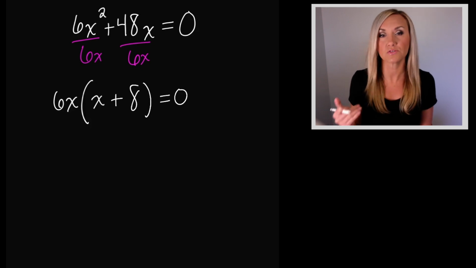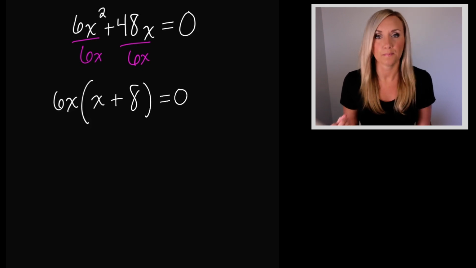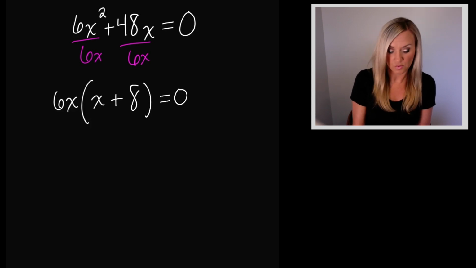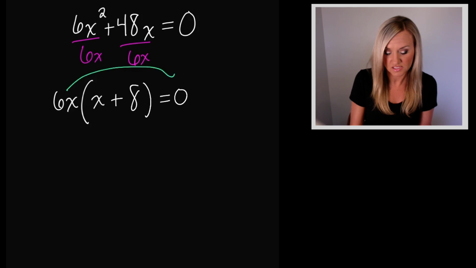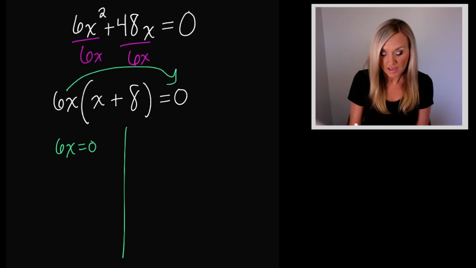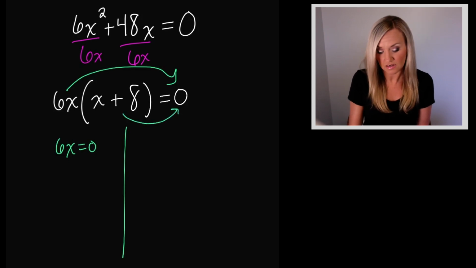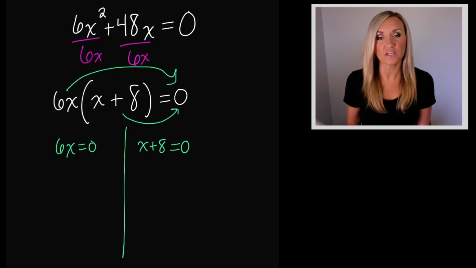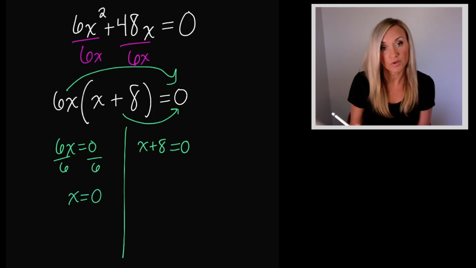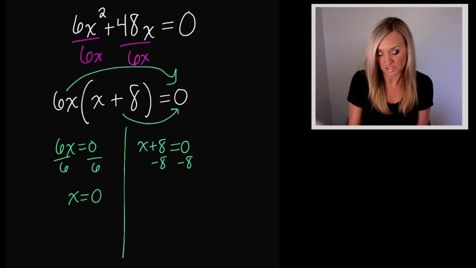Remember, our goal is to solve for x, and we are doing it by factoring. So now we can set up the zero product property to say, well, this 6x equals 0, and the x plus 8 equals 0. Then we can solve each individual equation, and we have our two answers. We'll divide by 6, x is 0, and then subtract 8 to the other side, and x is negative 8.